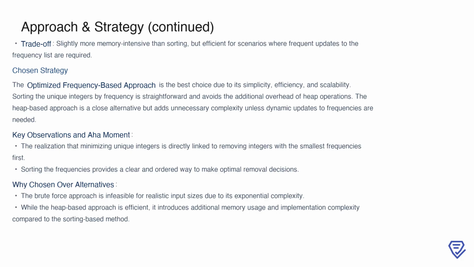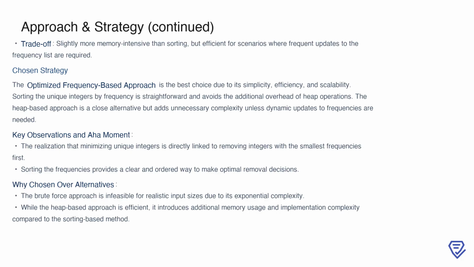The heap lets us efficiently extract the least frequent elements, and we continue removing elements and reducing k until it runs out. Once complete, we count the remaining unique integers in the heap. While the time complexity is similar to the sorting-based approach, at O(n + U * log U), the heap introduces additional memory usage. This makes it slightly more memory-intensive than sorting, but it can be useful in scenarios where frequent updates to the frequency list are required.